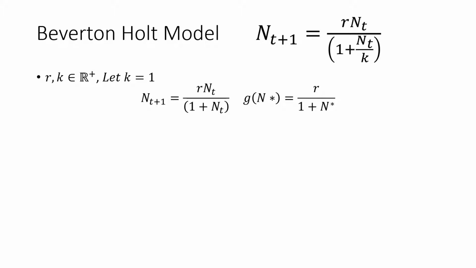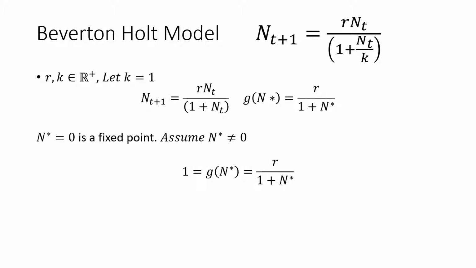We can see that the trivial solution of n star equals 0 does exist in this case, and now we look for non-trivial fixed points, n star greater than 0, such that n star equals r n star over 1 plus n star. We can first divide each side by n star, giving 1 equals g of n star, or equals r over 1 plus n star. This can then be rearranged as 1 plus n star is equal to r, and thus n star is equal to r minus 1. So our other fixed point of the system is n star equals r minus 1.